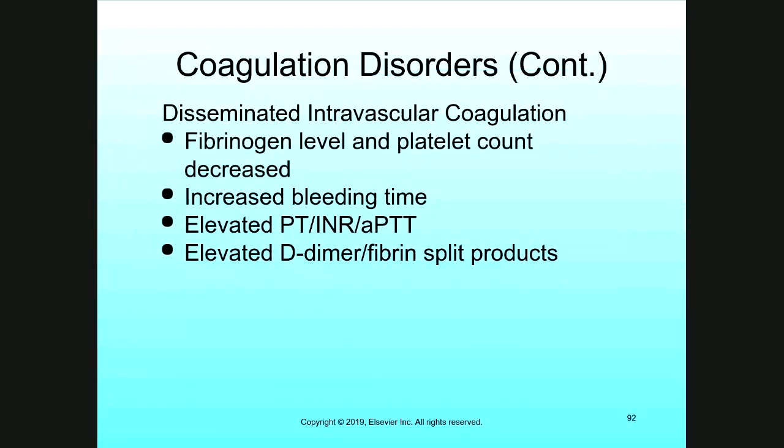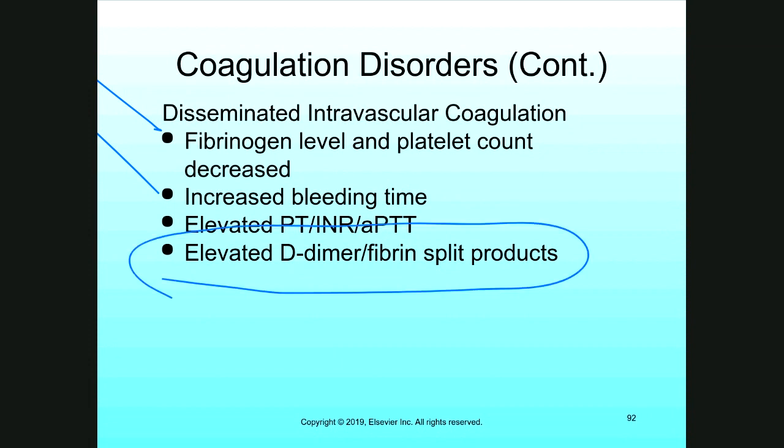Now, what happens with DIC? Fibrinogen levels and platelet count decrease, increasing the bleeding time, with elevated PT, INR, and PTT, and, very characteristic, elevated D-dimer and fibrin split products. I like to put this information in some of the questions to build up the case study, meaning that if you see some of this data, you need to imagine that I am asking you about disseminated intravascular coagulation.